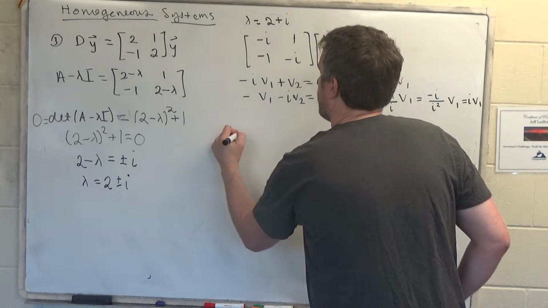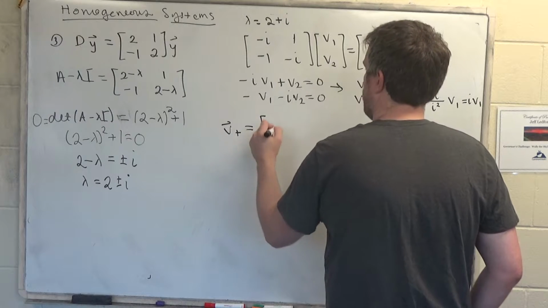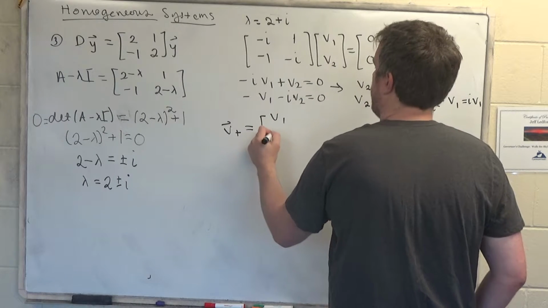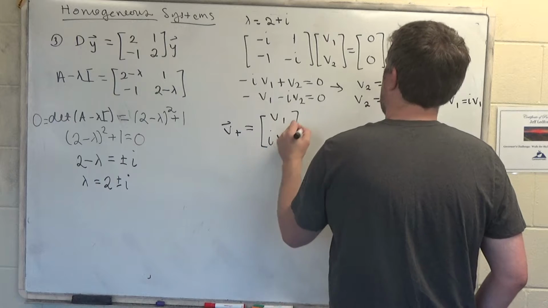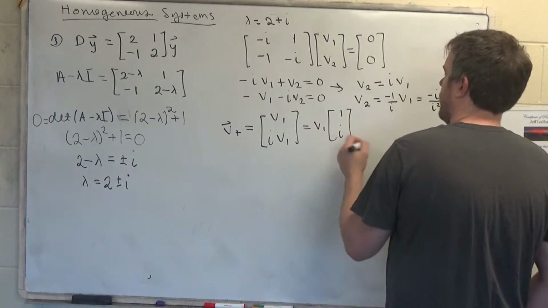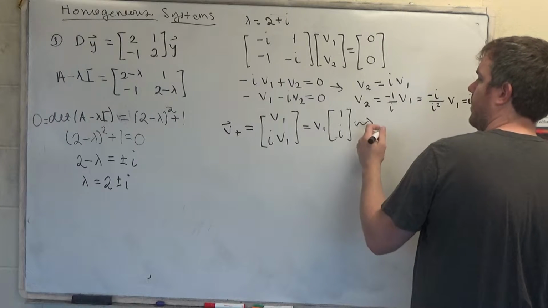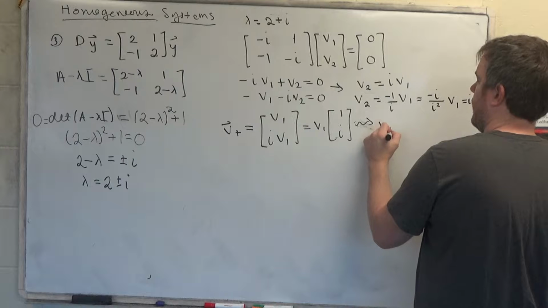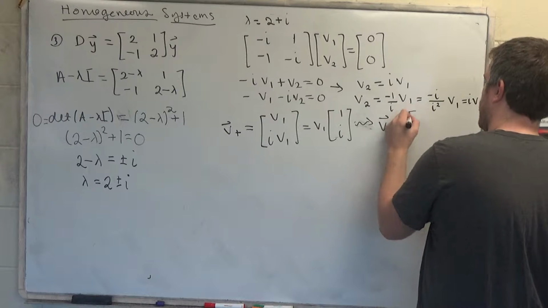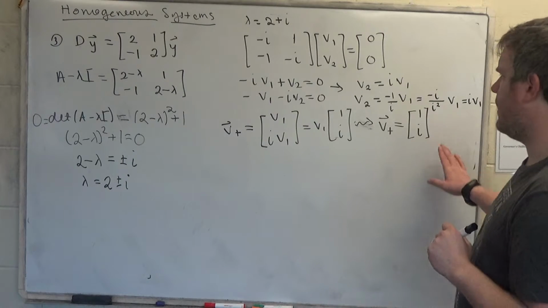So that means what I'm going to call v plus is, well, the first component is v1, the second component is i v1. So we just get v1 times the vector (1, i), setting v1 equal to 1. You don't have to, you can set it equal to 2 or whatever, but we're just going to set it equal to 1. We get (1, i).